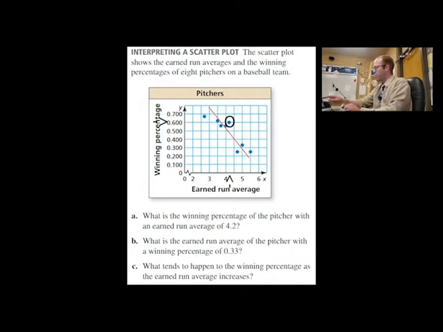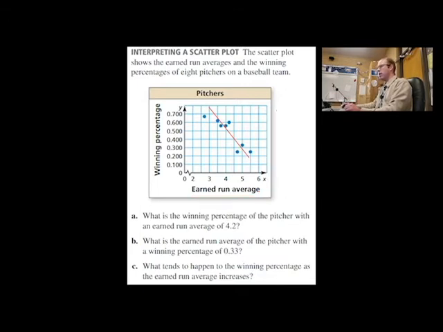Let's take a look at our next one. We're trying to find the earned run average of the pitcher with a winning percentage of 0.33. So here is 0.3. 0.33 would be just above that, so it looks like we're looking at this point right here. The earned run average of that player was 5. Let's take a look at our very last one here. What tends to happen to the winning percentage as the earned run average increases? So we talked about that. As the earned run average increases, the winning percentage goes down, and that's because the opposing team scores more points and you don't win as often.